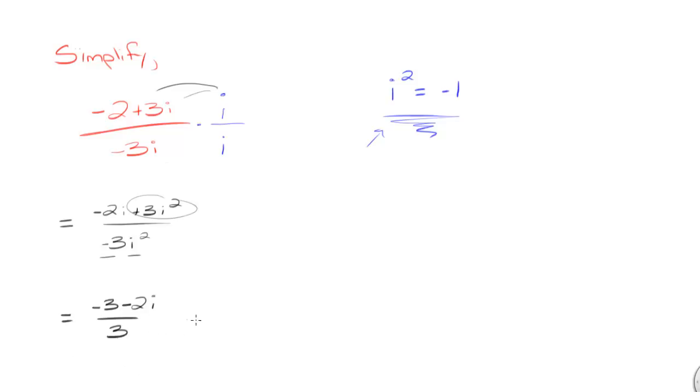If you need to write this expression as a complex number, which will often be the case, you just split the numerator over the shared denominator of 3, so negative 3 over 3 minus 2i over 3. Simplifying that first term would just be negative 1 minus 2/3 i, and that's how you represent this answer as a complex number.